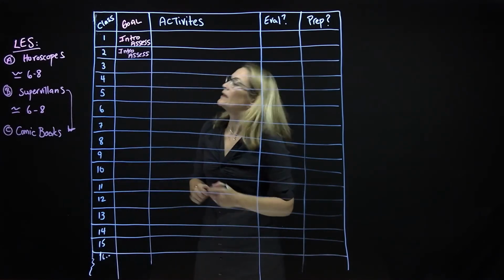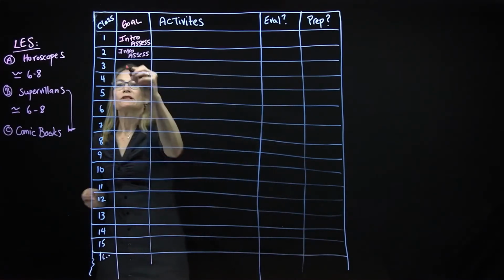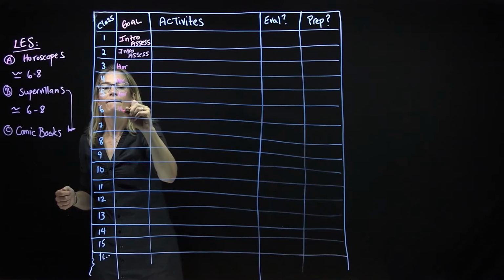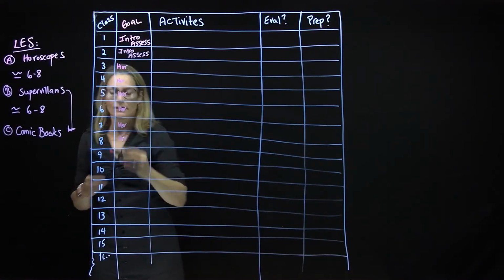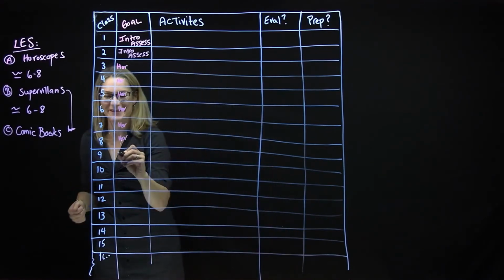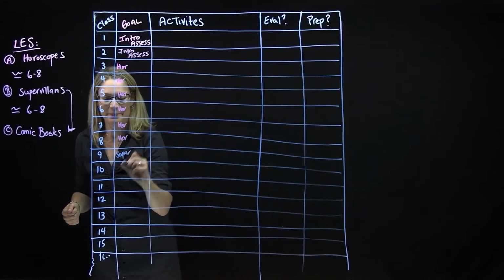Okay, so let's have a look at how that falls out. So if we have our unit on horoscopes, I'm going to have horoscope here, horoscope here. Okay, just for fun, I'm going to change colors. We're going to have the supervillains.